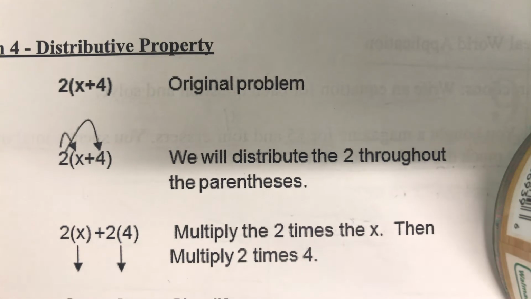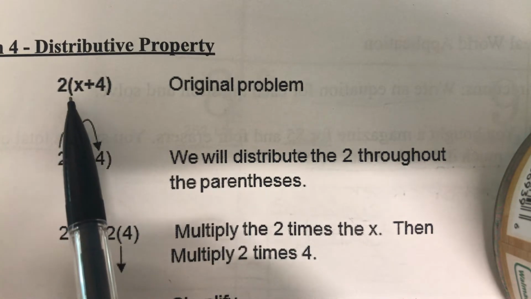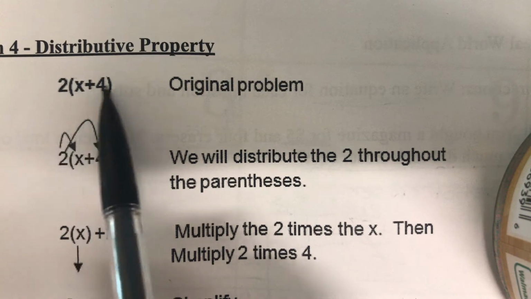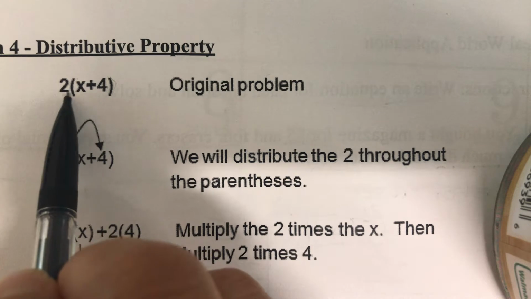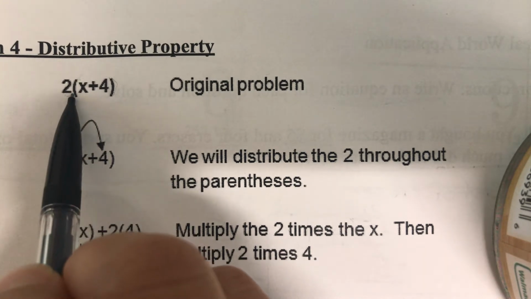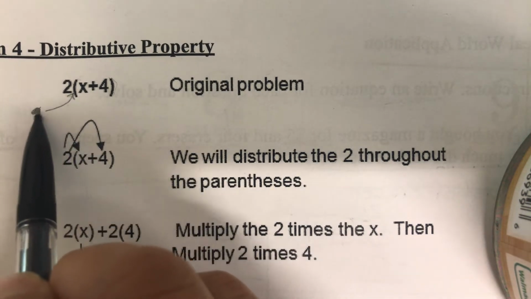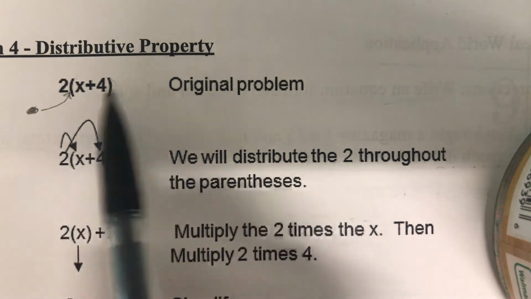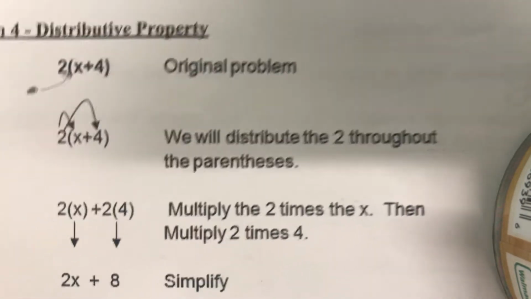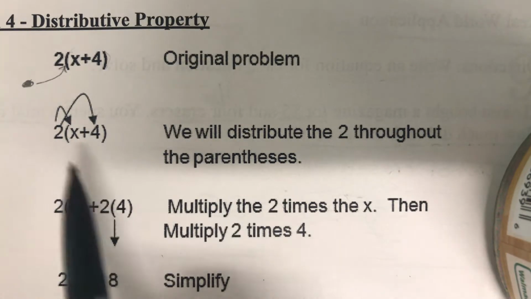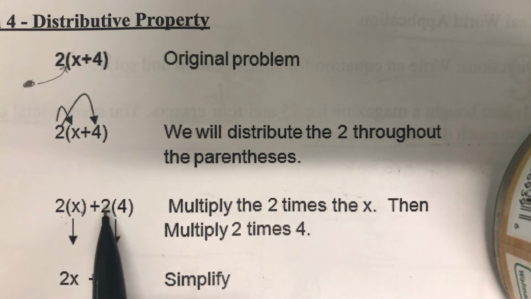If we look at our original problem, we have 2 outside of a set of parentheses. These parentheses are representing multiplication. So when you have a number next to a parenthesis, in between there is multiplication, so we don't write that times sign or a times dot. What we're going to do here is distribute the 2 throughout the parentheses, and we do that using multiplication. So the next step here is showing 2 times x, and then 2 times 4.